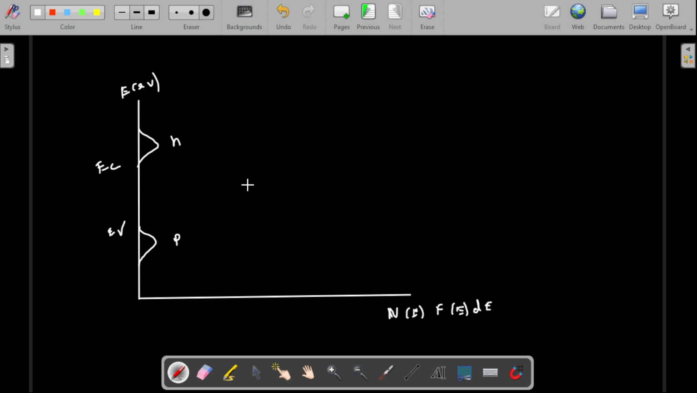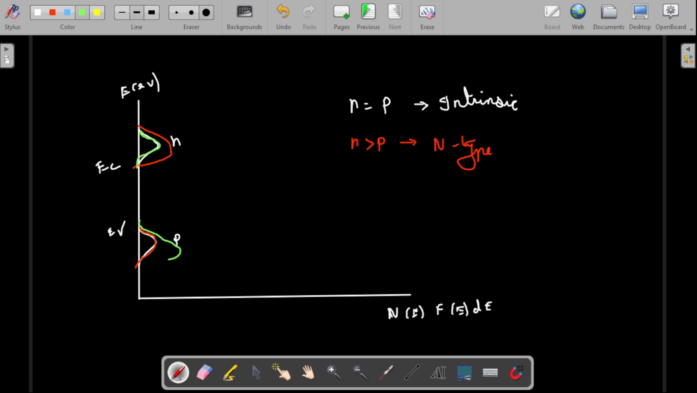So N and P will be the same if it is intrinsic. If the amounts of N and P are the same, then we can call it intrinsic, right? If N and P vary like this, it goes like this and it is similar to that. So if N is greater than P, then that is N type. This is how we can also sort the semiconductors. Let's take another case. N is the same, but P is different. If N is less than P, then we call this P type. I hope it's understood for you guys.